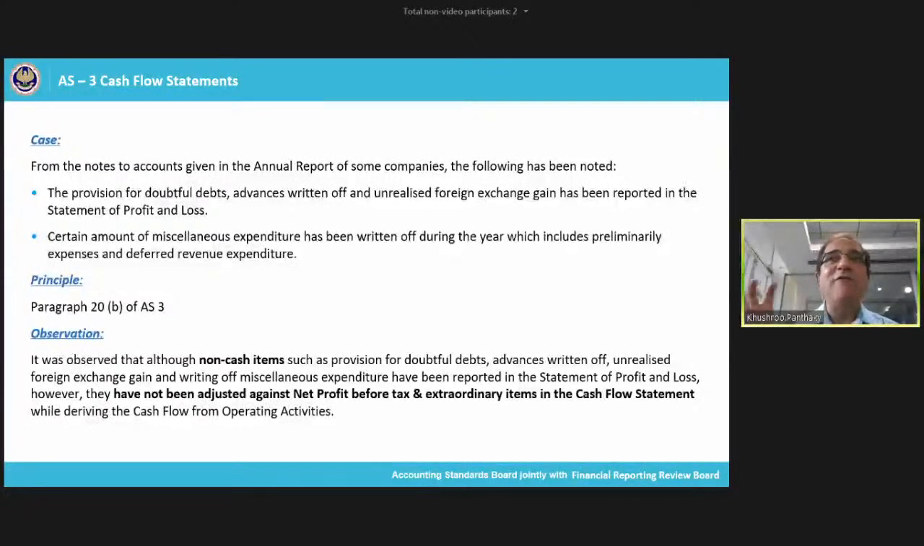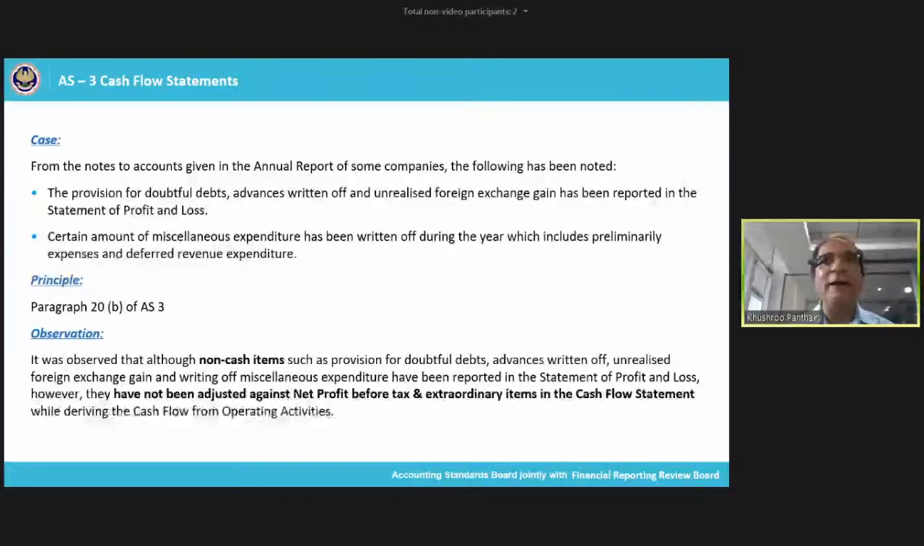So when you have your provision for doubtful debts, your advances written off, and your unrealized foreign exchange gain, and if you are following the indirect method of cash flow presentation, you start with that particular figure called net profit before tax and extraordinary items. To this net profit, you are required to add back all the non-cash transactions, which are expense or income in nature. Therefore, provision for doubtful debts and advances written off, which are non-cash transactions, need to be added back to derive the cash flow from your operating activities.